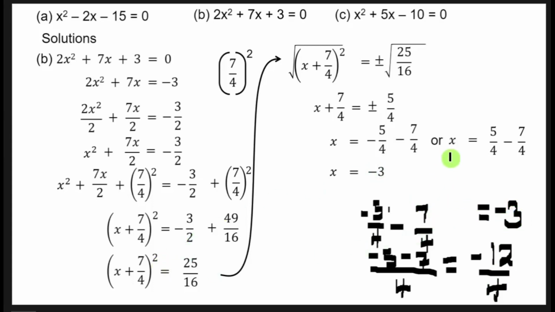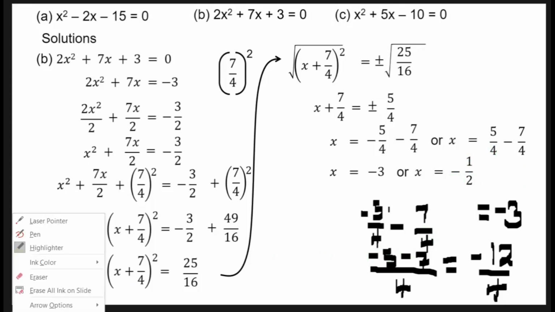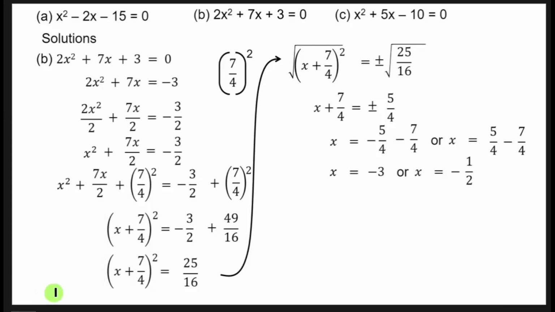Then here we'll say, or we'll solve also this one. So we'll say, or x is equal to, when we solve this one, we'll get -1 over 2. So I've solved this one, go and solve this one so that you arrive at this one. That's how you practice. Practice makes it perfect in everything. So these are the answers for this quadratic equation.